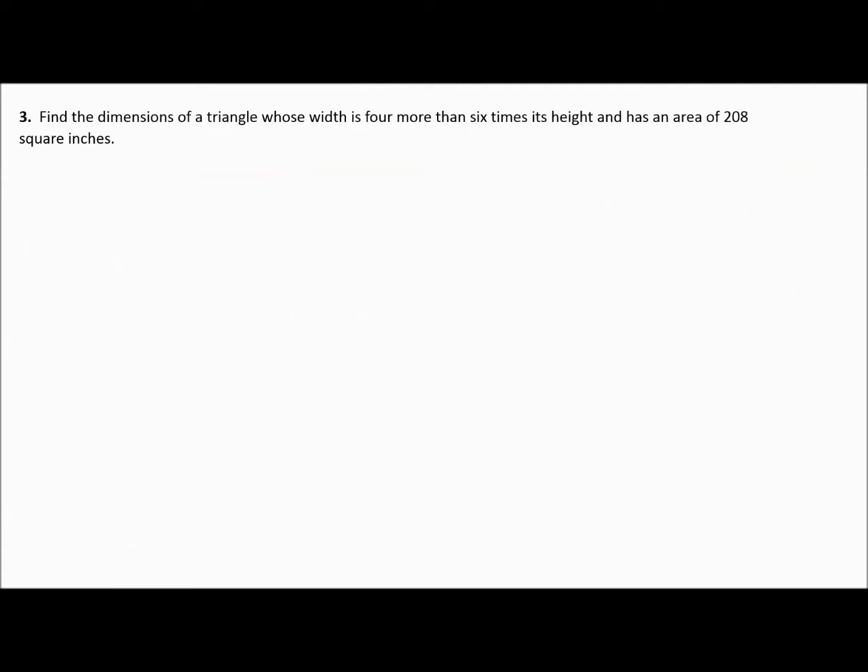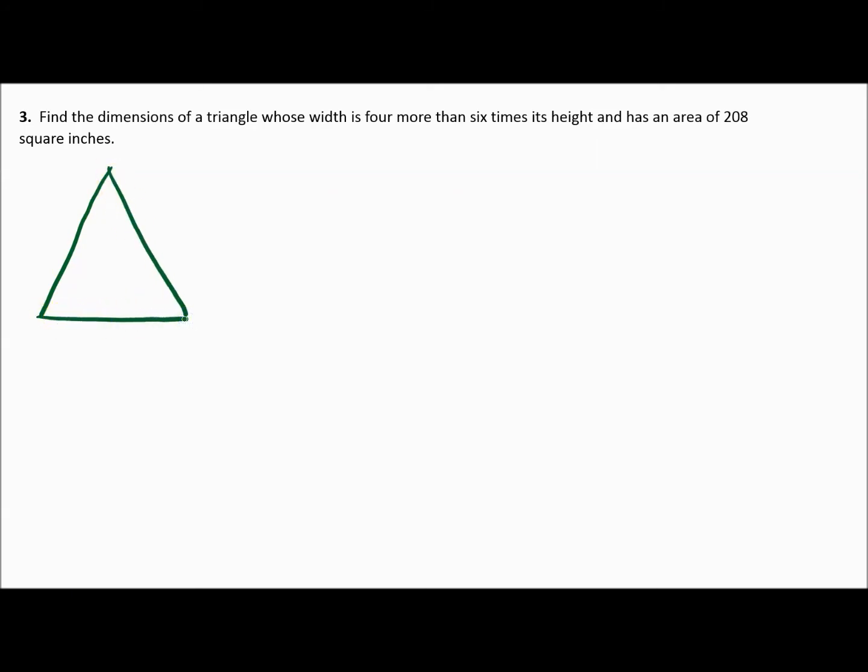All right, for our third problem, find the dimensions of a triangle whose width is 4 more than 6 times its height and has an area of 208 square inches. Okay, I know it's a lot. You got to read it again. First of all, let's think about this, though. If we could draw a picture, maybe that would help. So we know we have a triangle, right?